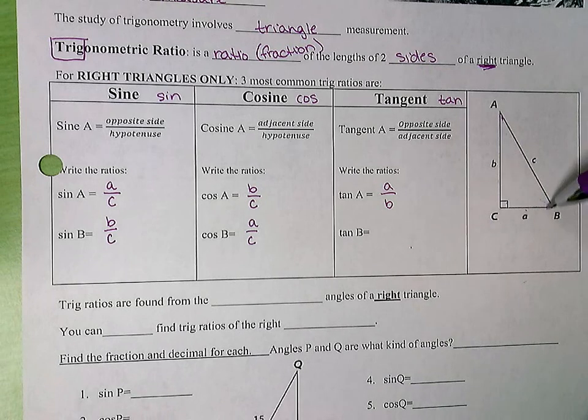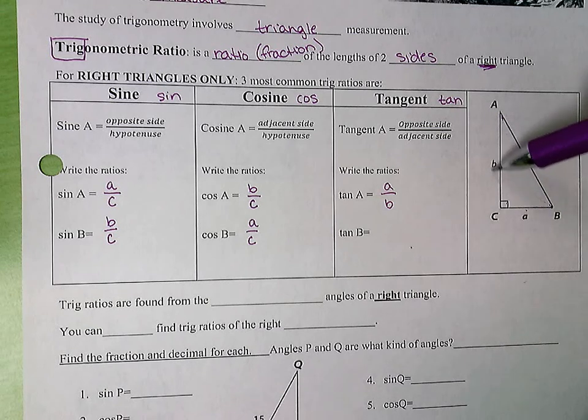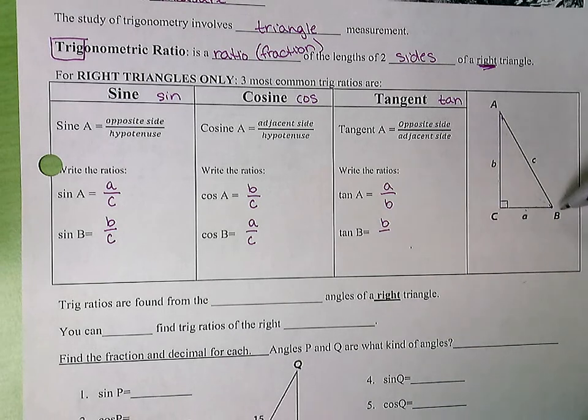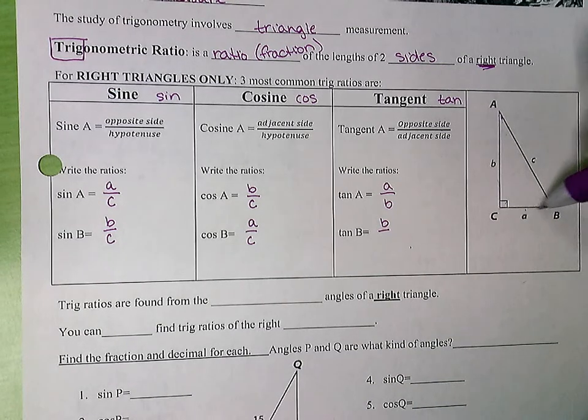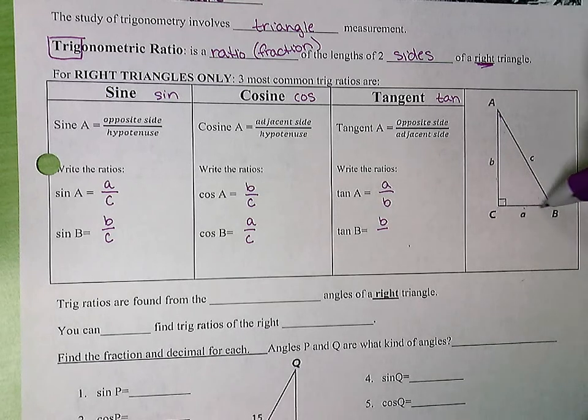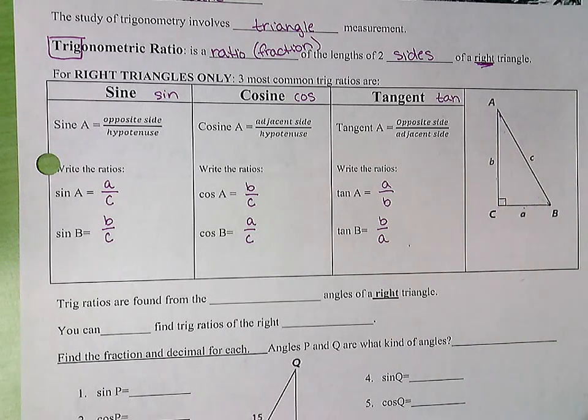Okay, then tangent of angle B, we need the opposite side, across from, is lowercase b, over the adjacent side, the side next to, that's not the hypotenuse, so that would be lowercase a. Okay, questions?